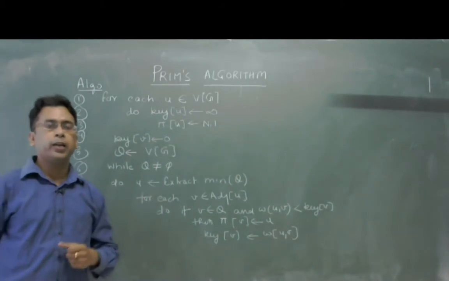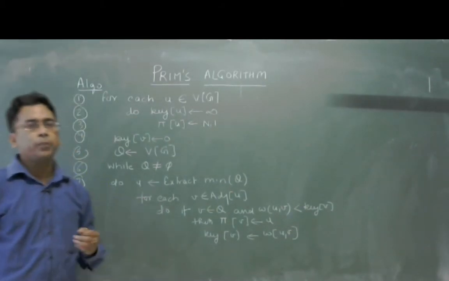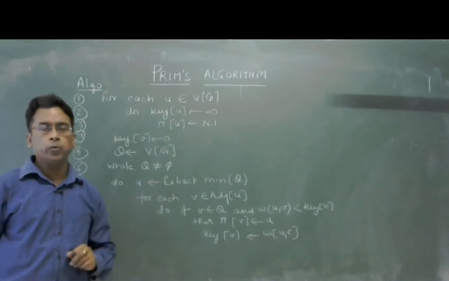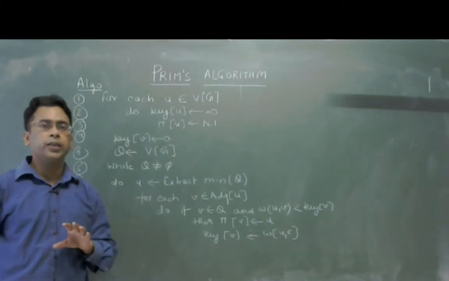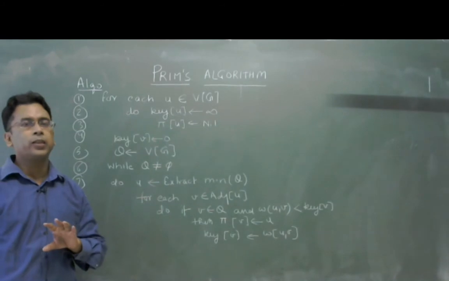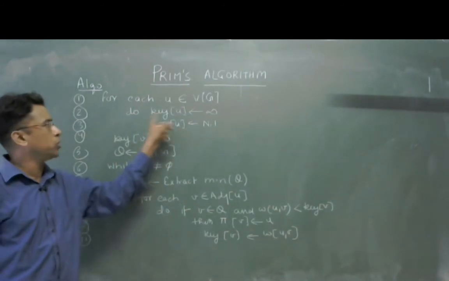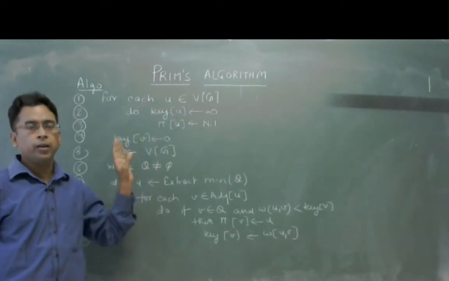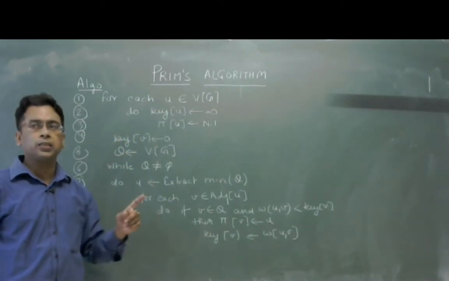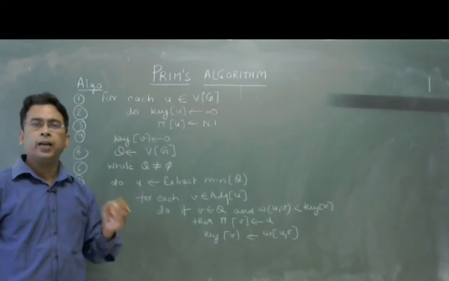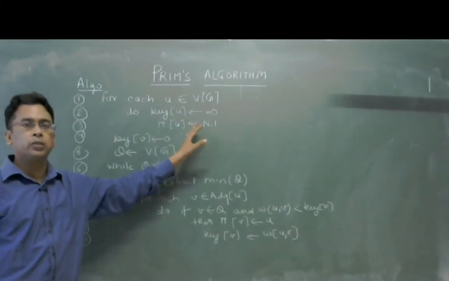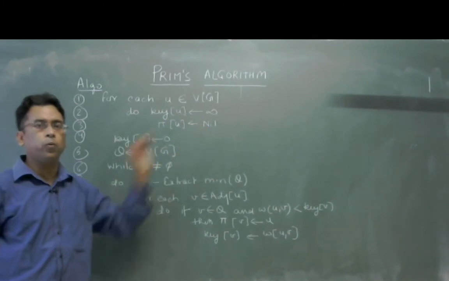Here pi is the predecessor. The predecessor of every node is pointed toward the nil value. It means every node is considered to be disconnected at the very start, and the value of each node is equal to infinity in the beginning. All the vertices start with the value infinity, and their predecessor value is equal to nil, meaning there is no connection between the vertices.